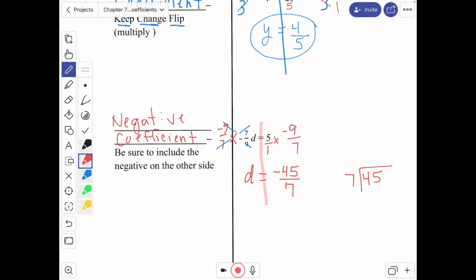7 goes into 45 6 times, because 6 times 7 is 42. Subtract, and I get 3. And I'm going to leave it as a fraction, 3/7. So D is equal to negative, don't forget the negative sign, 6 3/7.